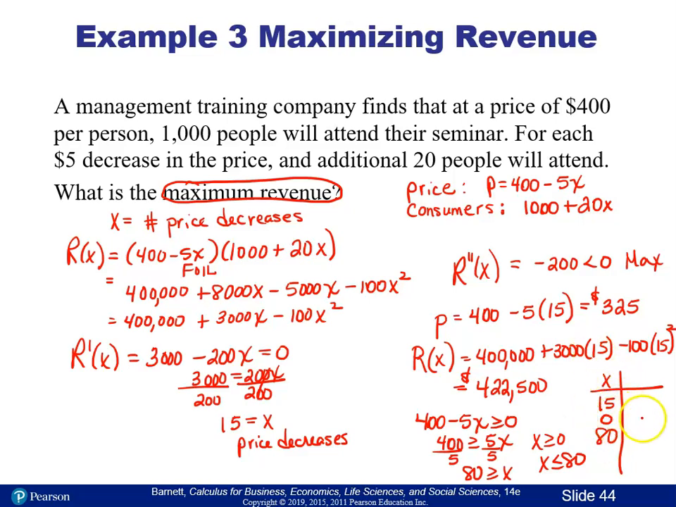If you put in 0, you actually get 400,000. You put in 15, you get that 422,500. And if you put in 80, you're going to get 0. Those would be the critical numbers, because these are the endpoints of your interval, and then this would be your critical number here. So price does need to be positive, and since your equation's in terms of x, you need to figure out the parameters for x, and so it means that the number of price decreases would also have to be greater than or equal to 0.